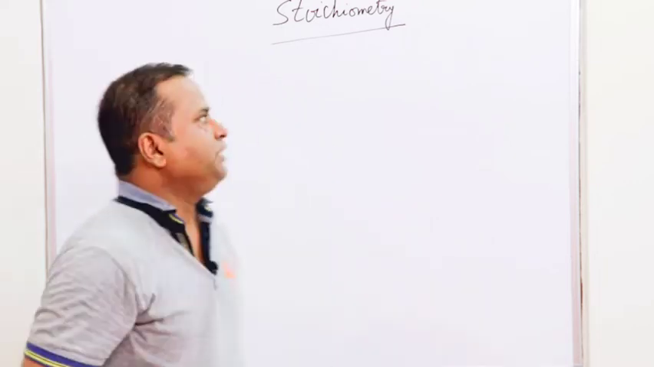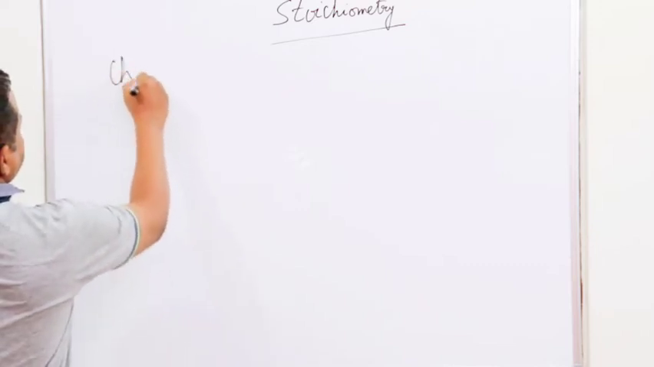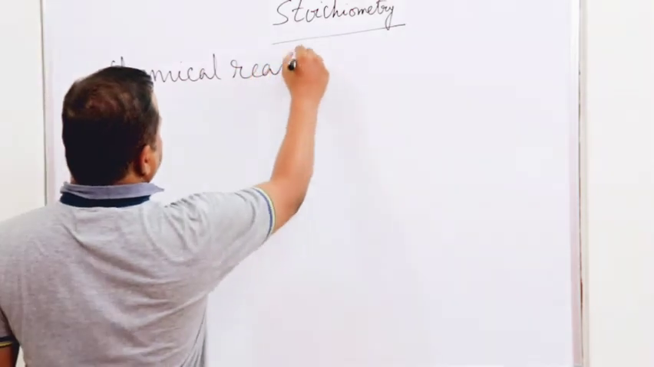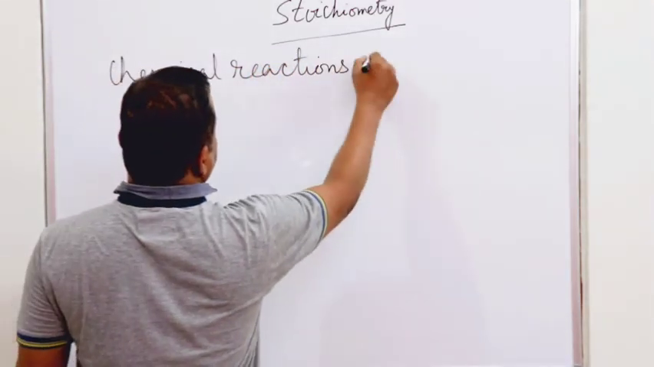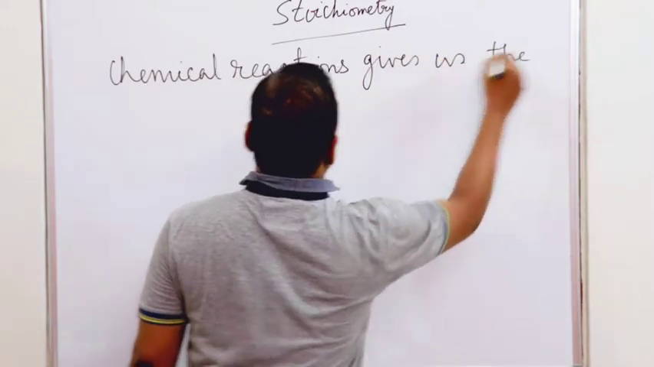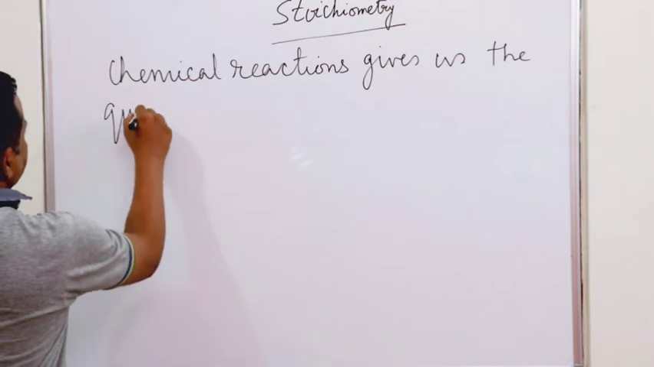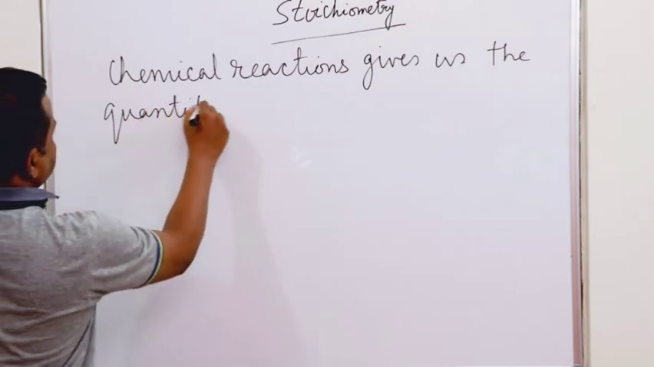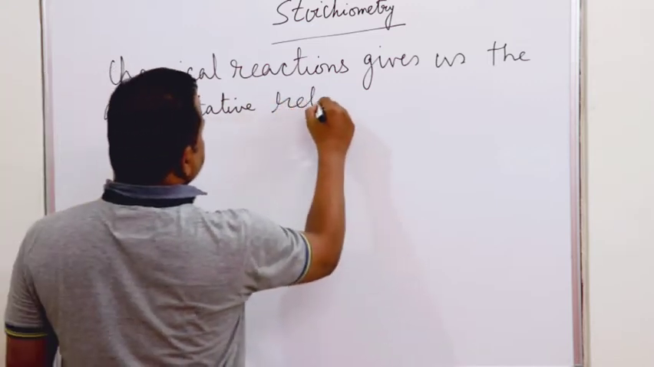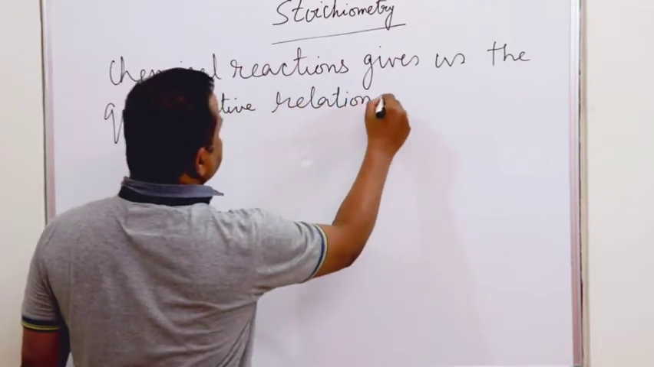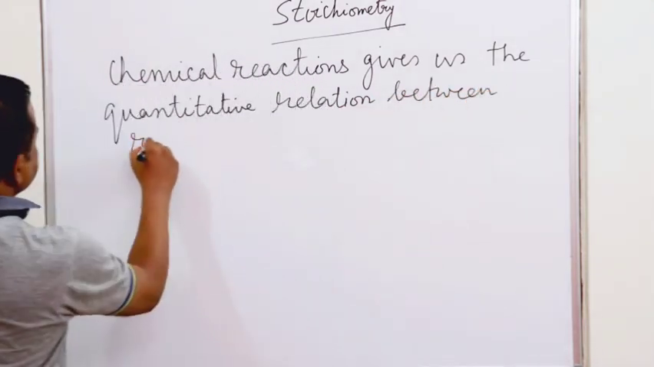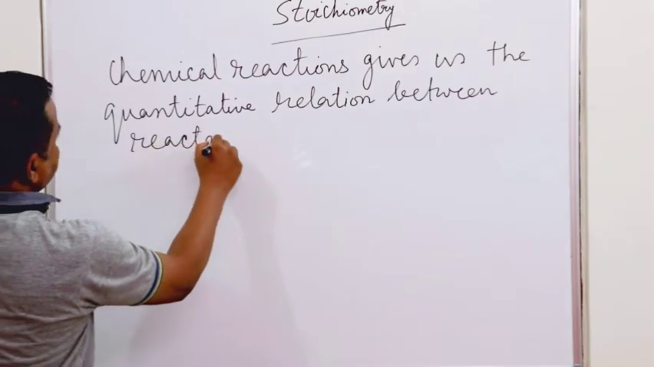So from this we can conclude that chemical reactions give us the quantitative relationship, a relation between reactants and products.